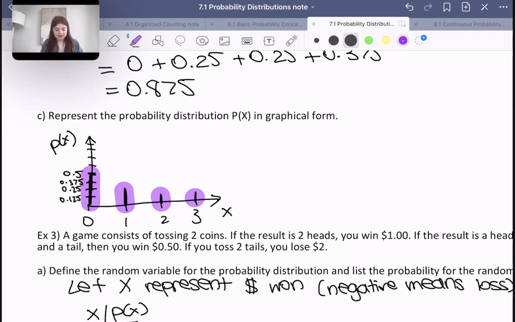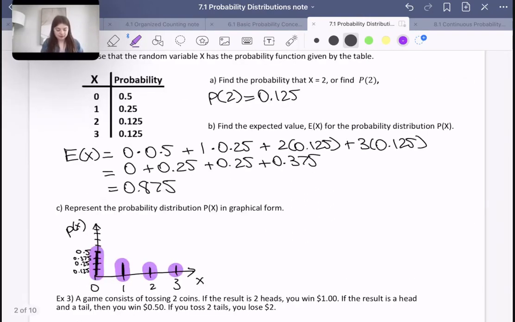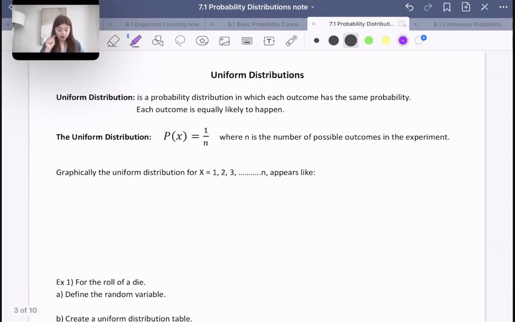For example, here, the probability of getting 0 is 0.5, the probability of getting 1 is 0.25, and the probability of 2 and 3 is 0.125 each. So they're not all the same. However, with probability distributions that are uniform specifically, all the lines will be the same length, in other words, each outcome has the same probability, right?